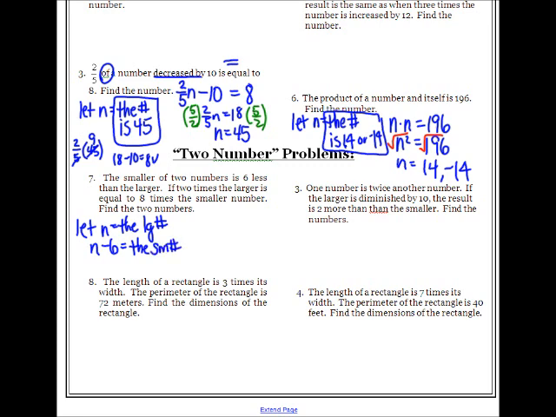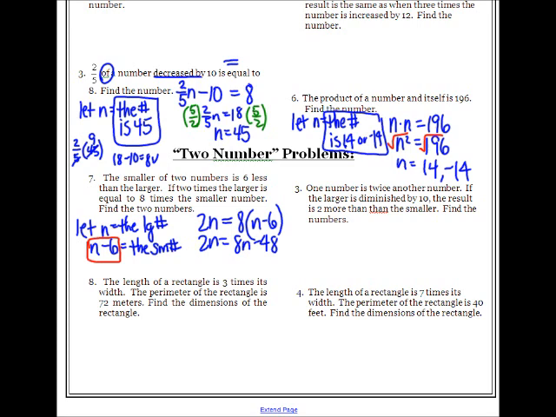Okay? And then I can use the next sentence to set up my equation. 2 times the larger is equal to 8 times the smaller. The smaller is this entire thing. So it's equal to 8 times the smaller. Good? So 2n equals 8n minus 48.